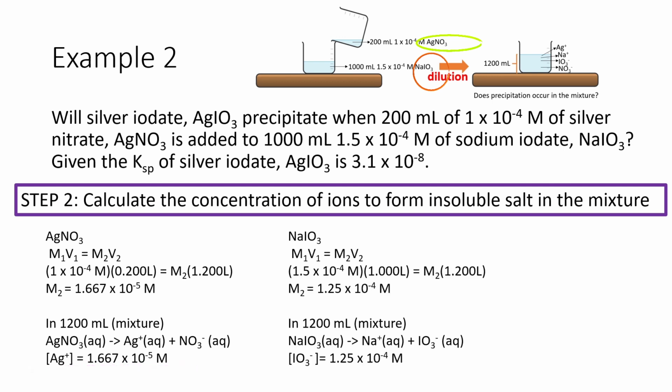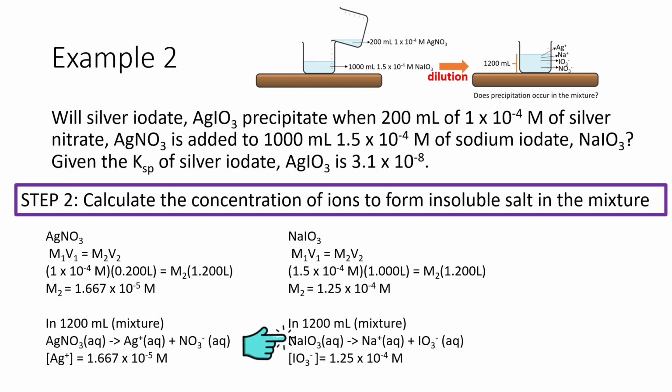We can do the same calculation to find the iodate ion in the reaction mixture solution. Before mixing, the molarity of sodium iodate is 1.5 times 10 to the power of -4 molar, and the volume of sodium iodate before mixing, V1, is equal to 1 liter. After mixing, the molarity M2 of sodium iodate is what we want to find, and the volume after mixing, V2, is 1.2 liter. By substituting all the information into the formula, we can determine the molarity M2 as 1.25 times 10 to the power of -4 molar.